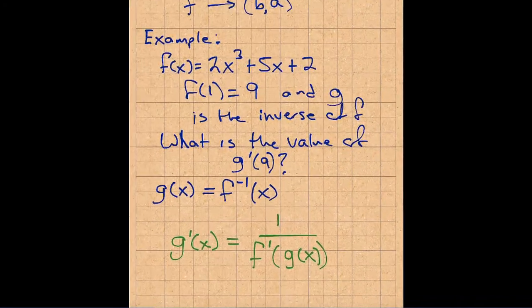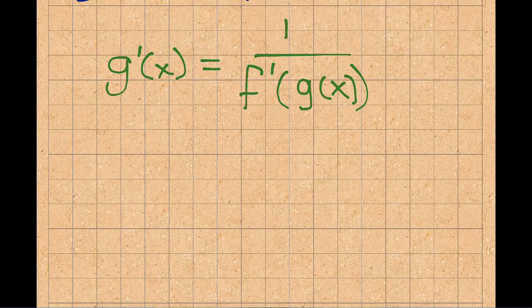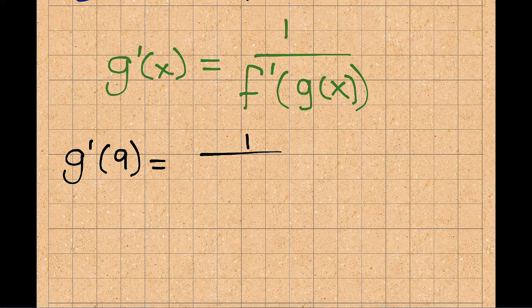So if you go back to what I wrote out originally, right up there, you can see that if g is really the inverse of f, then all I did is I put g in for that inverse notation. So now what do we do with this? So here's what we do. We go, okay, we're asked to find g prime of 9, which means we have 1 over f prime of g of 9.